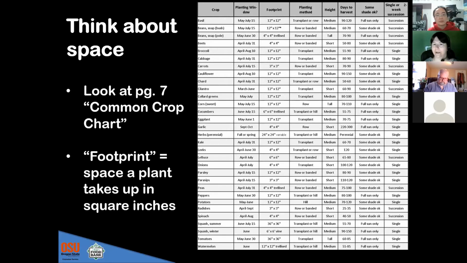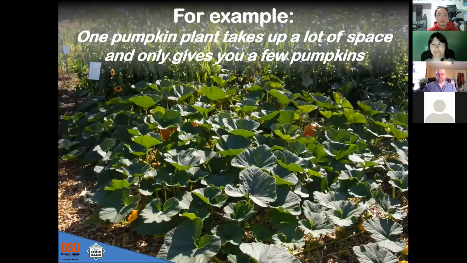I am really guilty of that. Make sure that when you write out your planting plan that you're considering, okay, realistically, how many plants can I get in here without causing overcrowding? And overcrowding can lead to some problems we'll discuss about later.